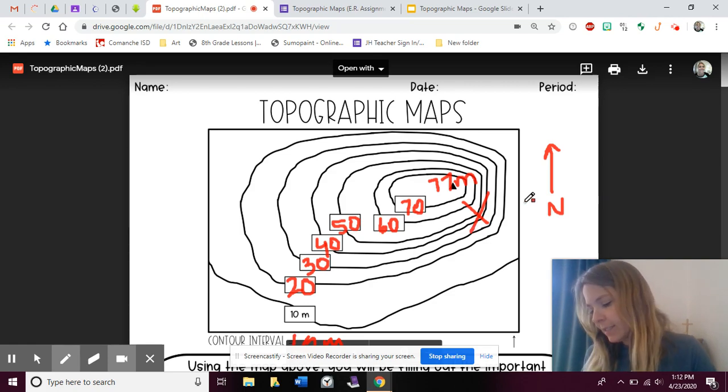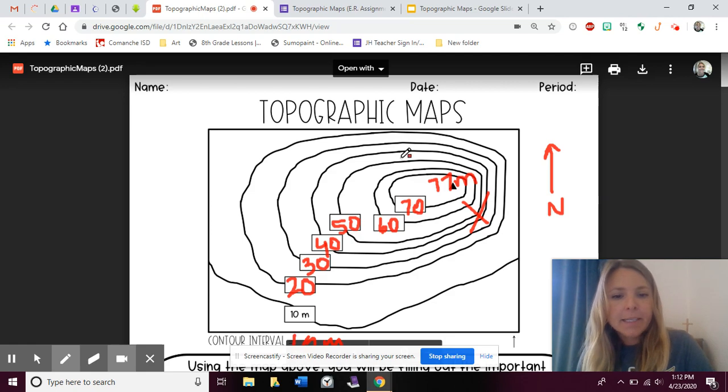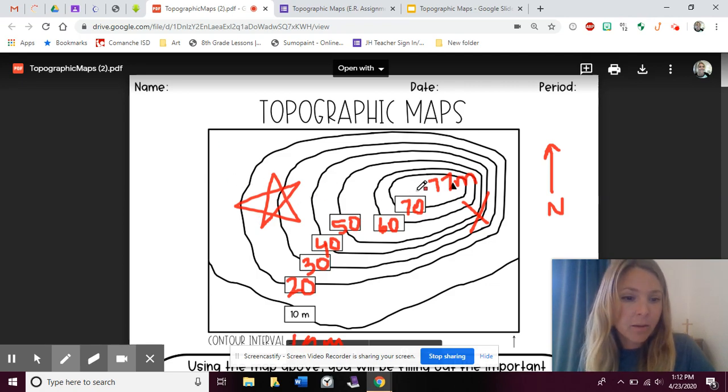Now we're on number six. On a topographic map, when the lines are spaced far apart, this indicates a gentle slope. Put a star where there is a gentle slope on this map. So the lines are spaced out more on the west side of the mountain. So this is going to be our side of the mountain that has a gentler slope. If you were climbing this mountain, this would be like the easiest way up to the top of the mountain.